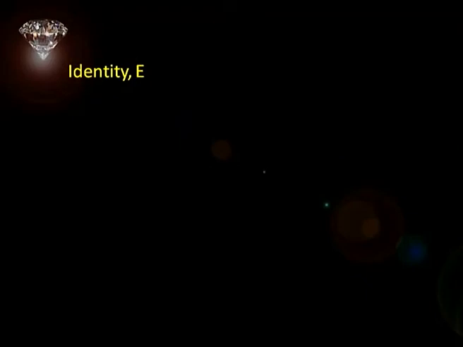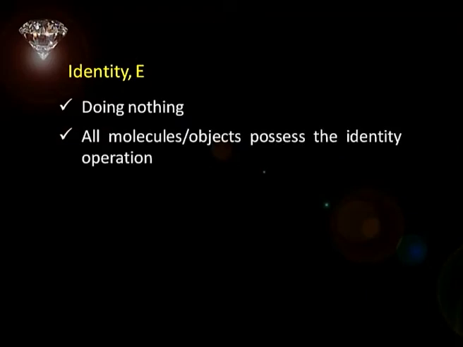Identity actually is not an operation, but it is there for the sake of completeness, because when you talk about molecular symmetry, we lead to what is called a point group, and a point group basically is a mathematical group. So, to form a mathematical group, I need a term called identity, that is doing nothing. All molecules or objects will possess this identity operation.